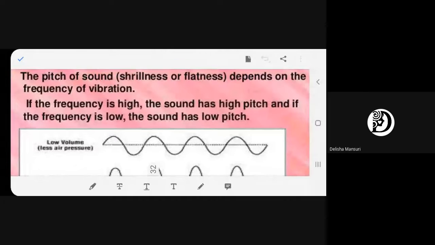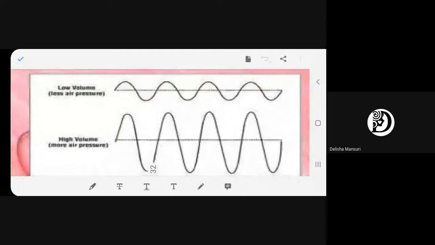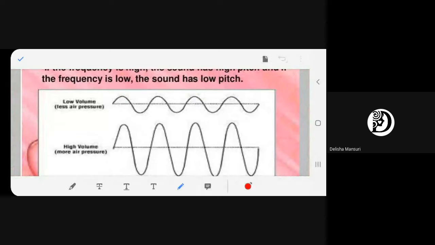If I'm talking about low pitch, it's flat sound. High pitch, shrill sound. So obviously, at high pitch, the frequency is more. At low pitch, the frequency is less. You can see this is low volume. See the height which is gained is very less, whereas the height which is gained is very high. Can you see this? Okay, so it is less frequency, and here it is more frequency. You understood?